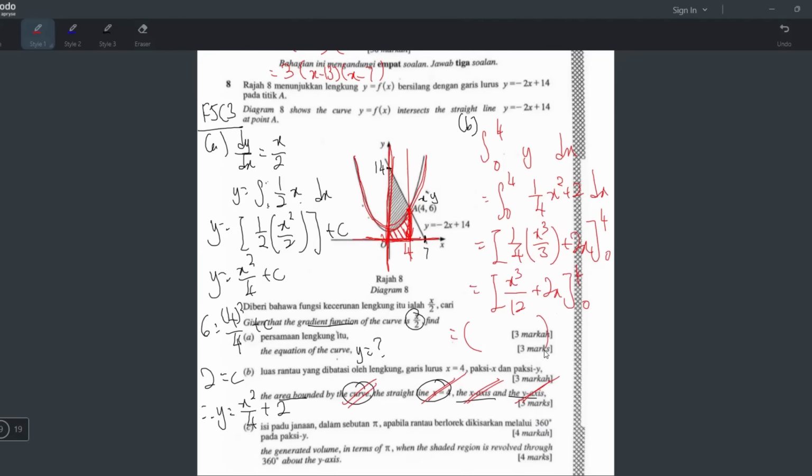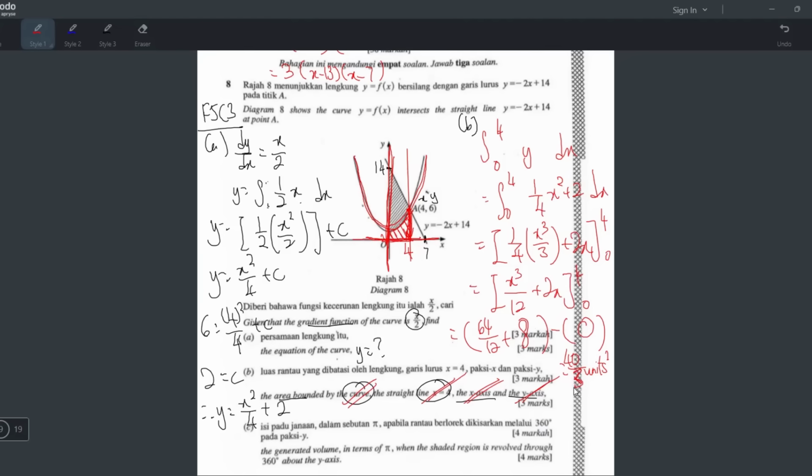Now, when you sub 4, you get something here. When you sub 0, you get something here. Okay, now let's sub 4 first. 4 power 3 is 64. So it's 64 over 12 plus 2. This x also sub with 4, which is 2 times 4. Just write 8 straight away. And then now sub 0. Okay, 0 power 3, 0, 0 divided by 12, 0, 2 times 0, 0, 0 plus 0, 0. So now, just press 64 over 12 plus 8, and you will get the answer. Okay, my calculator gives me 40 over 3. So that is the answer, 40 over 3 unit square.